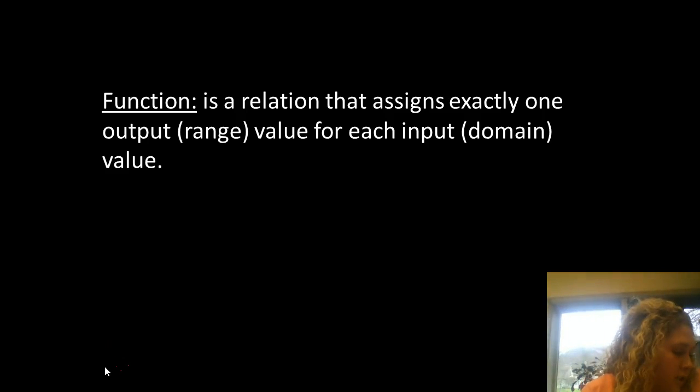One way you can tell if a relation is a function is by making a mapping diagram. When you make a mapping diagram, you're going to list the domain values and the range values in order in their own boxes, and then draw arrows from the domain values to their range values.